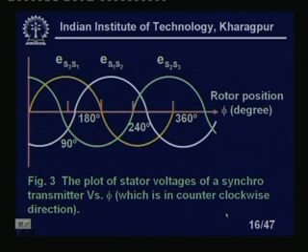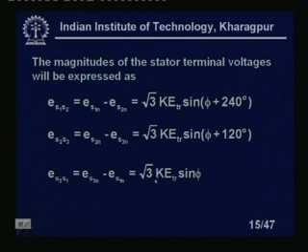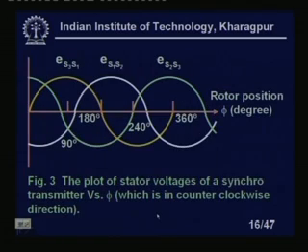You see, this is the plot of the stator voltages of a synchro transmitter versus phi. What is phi? It is measured in the counterclockwise direction. The plot of the stator voltage ES31, which we have plotted like this. There is a K_ETR sin phi sin omega t term, forget about that because we are drawing only with respect to phi.